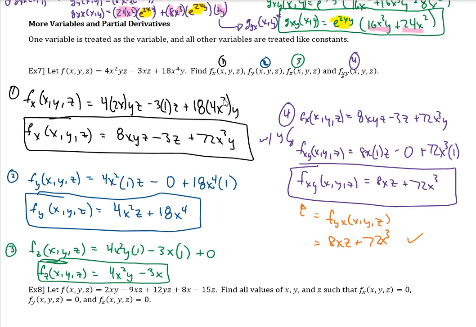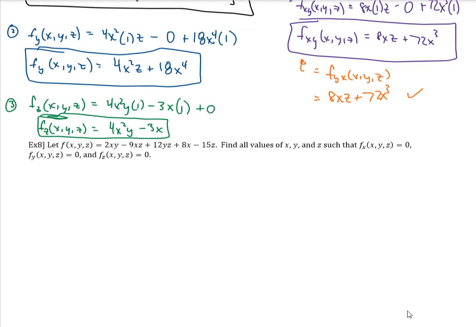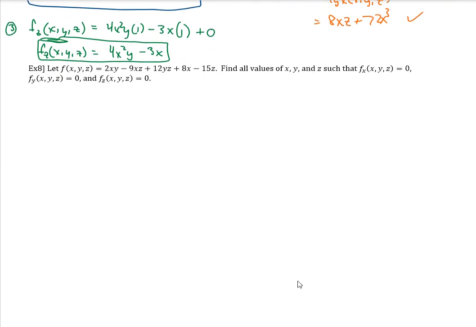Okay, so if they throw however many letters they want in there, that's fine. It's really just one letter that is the focus at a time, for the variable. All right, let's do one other scenario that they like in these types of problems, where they give us a function, and then they're saying find all values of x, y, and z such that the partial derivative with respect to x is 0, and then this one's also 0, and then this one's also 0.